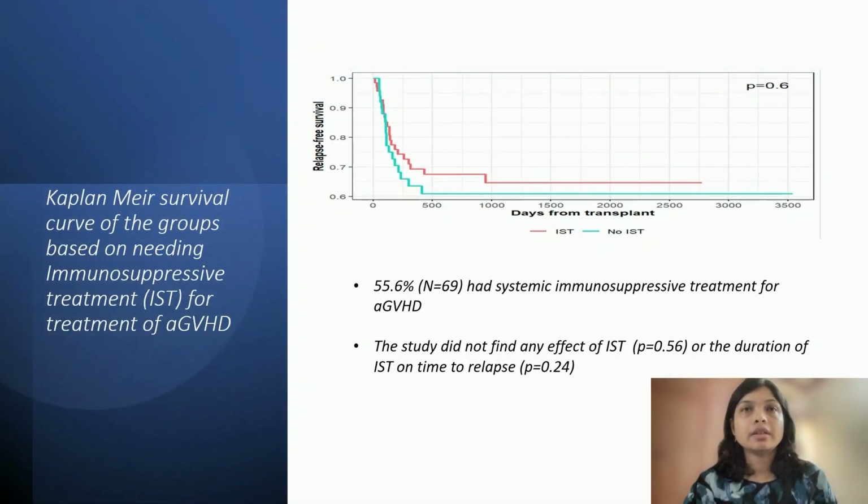55% had the systemic immunosuppressive treatment for severe acute GVHD. The study did not find any effect of systemic immunosuppression or the duration of immunosuppression on the time to relapse. The p-values were 0.05 and 0.2 respectively.